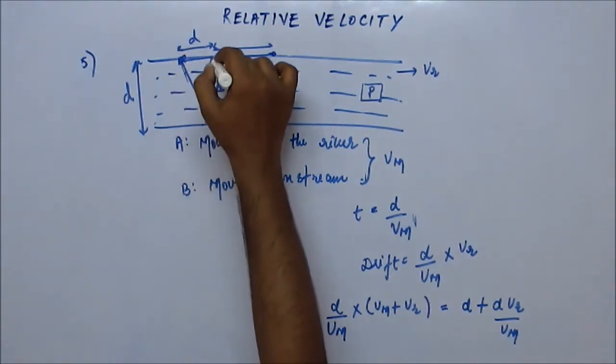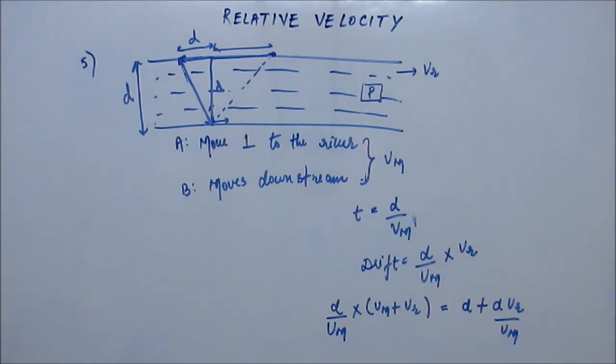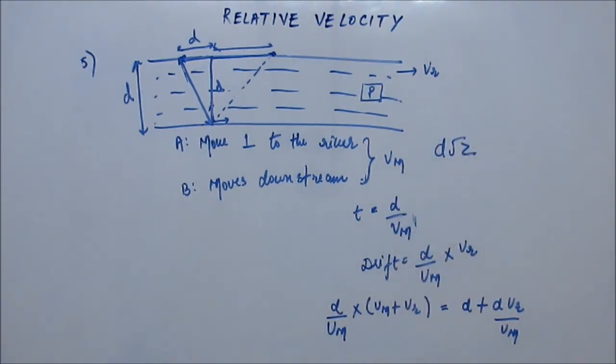So this is a right angle triangle, and you can find the initial distance between swimmer A and swimmer B. That would come out as d root 2. So the answer would be d root 2. Okay? Pretty easy, isn't it?